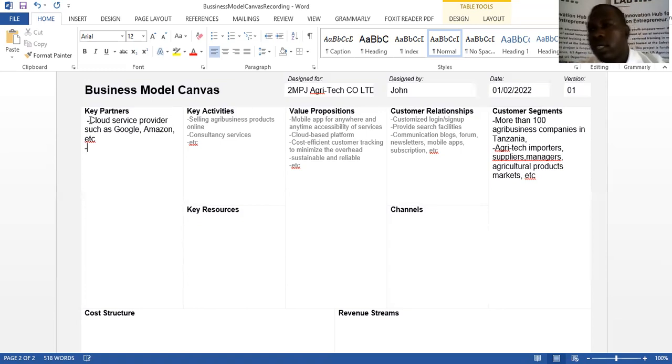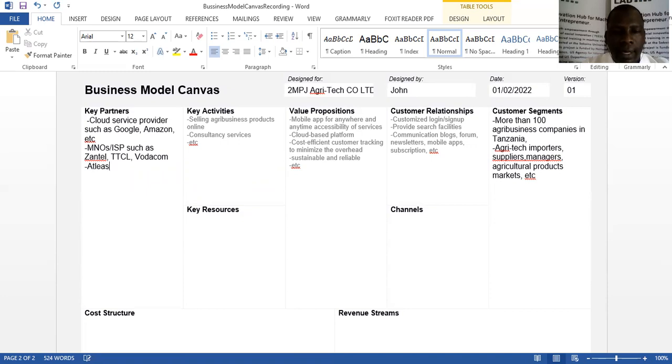And another, because this will need internet, and will probably leverage the opportunity brought by smart mobile computing, it will need to partner with the mobile network operators, or the internet service provider, such as Zantel, TTCL. What else? Vodacom, and others.